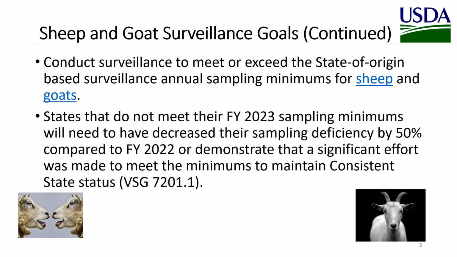A link to your state of origin sampling minimums can be found in the Cooperative Agreements Guide. You can monitor your state's progress towards these minimums by accessing the Scrapie Monthly Report posted on the public-facing Scrapie Eradication page.